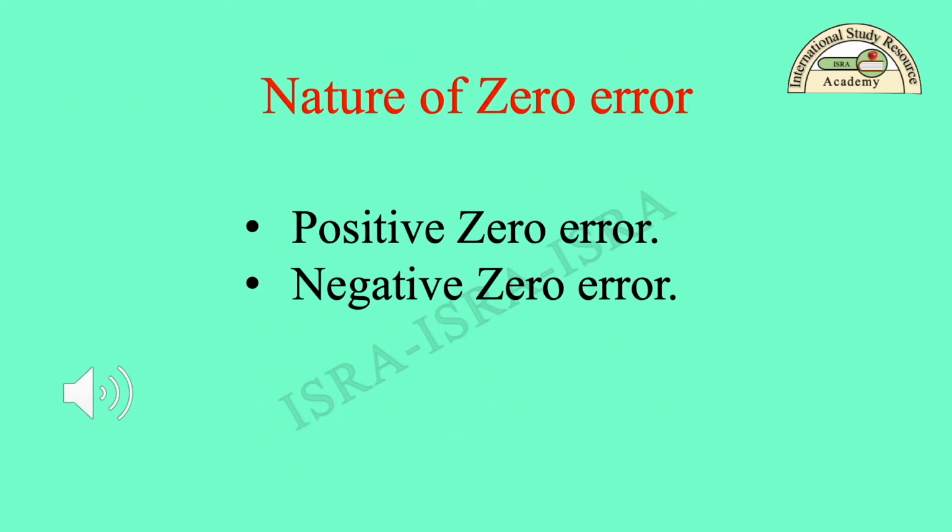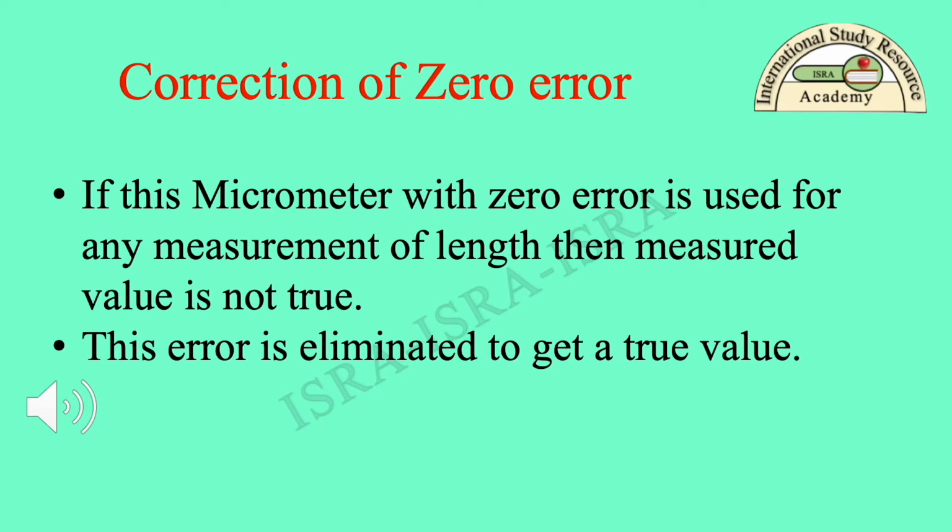Nature of zero error. We have two types of zero error. First one is positive zero error. Second one is negative zero error. Correction of zero error. If this micrometer with zero error is used for any measurement of length, then the measured value is not true. This error is eliminated to get a true value.